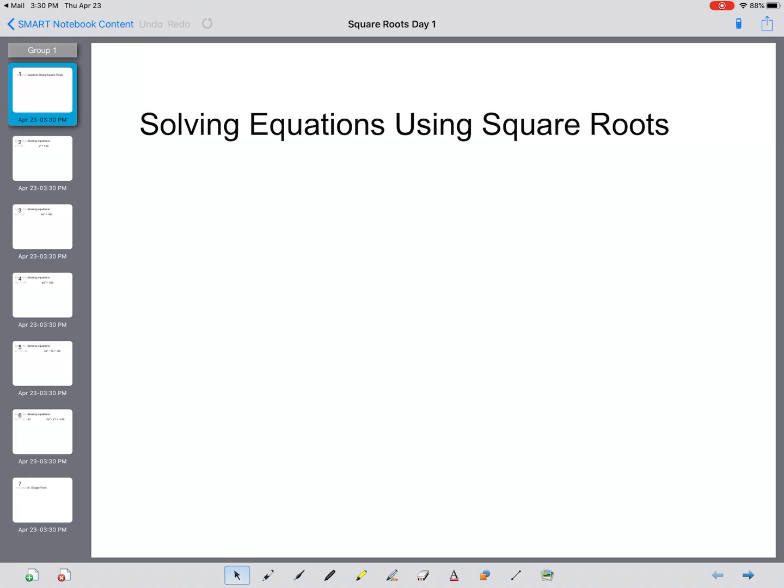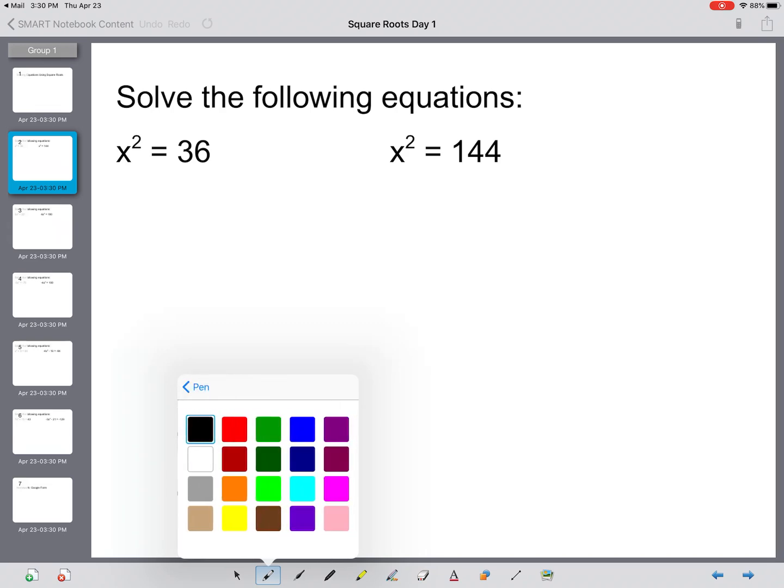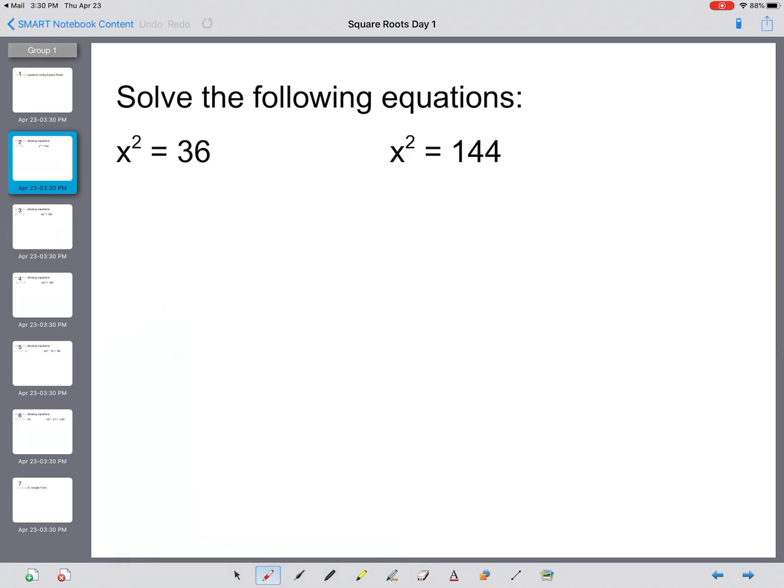Today we're going to look at solving equations when there's square roots involved. So we're going to start off pretty simple. On our first equation here, we have x squared equals 36. When we solve this one, we got to get rid of that squared. The opposite of square is just square root. So when I do that, I know the square root of 36 is 6.